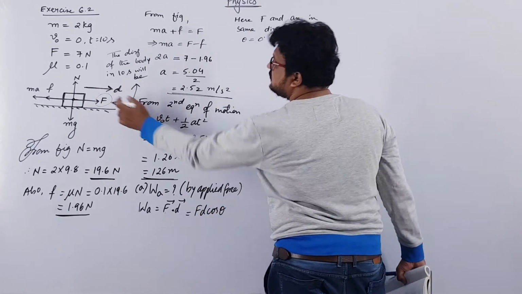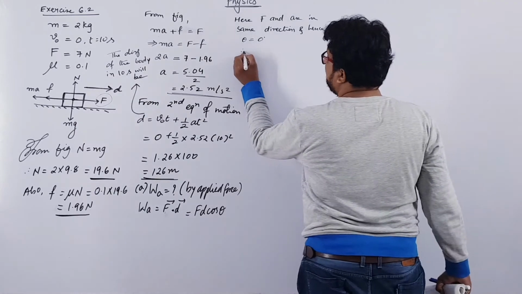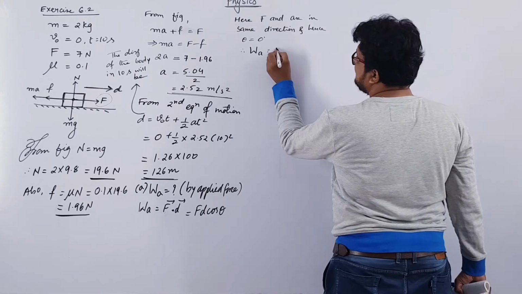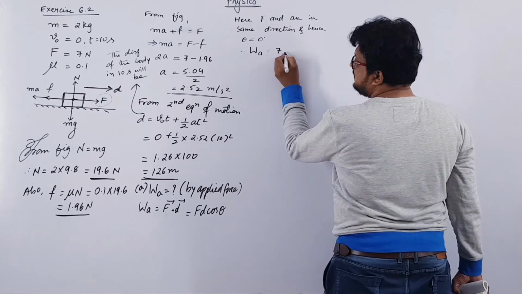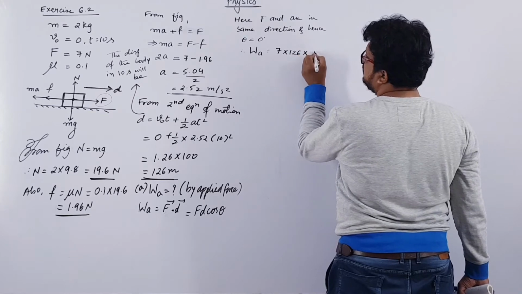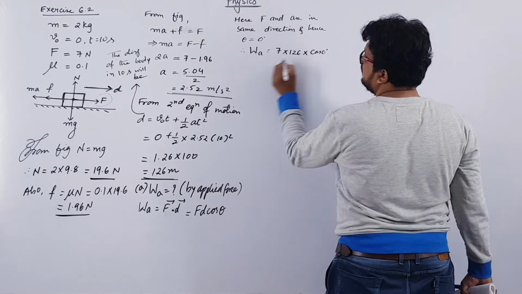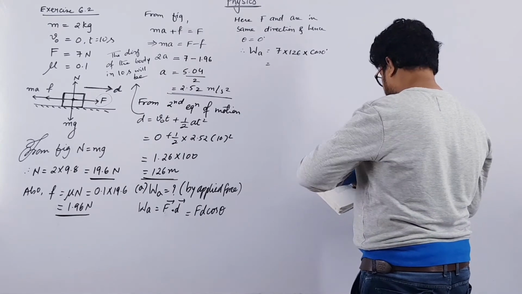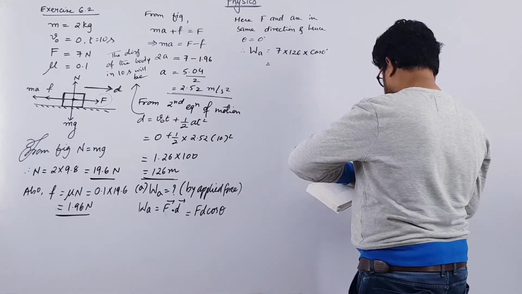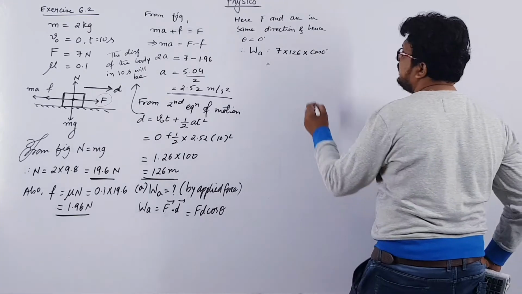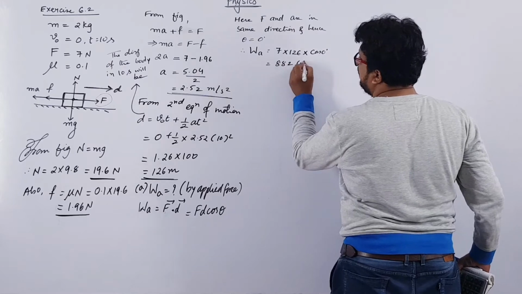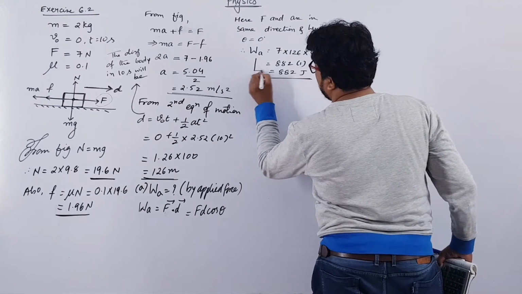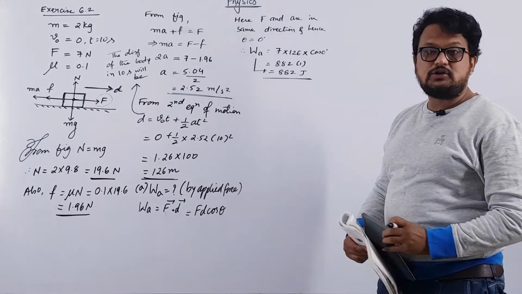I am not writing A because we have not written A over here. So therefore work done by the applied force will be equal to F applied, which is 7, into displacement, which is 126, into cos 0, which is 1. So 7 into 126 will give you 882. This will be 882 into 1, so that is equal to 882 joule. The work done by the applied force is 882 joule. Clear?